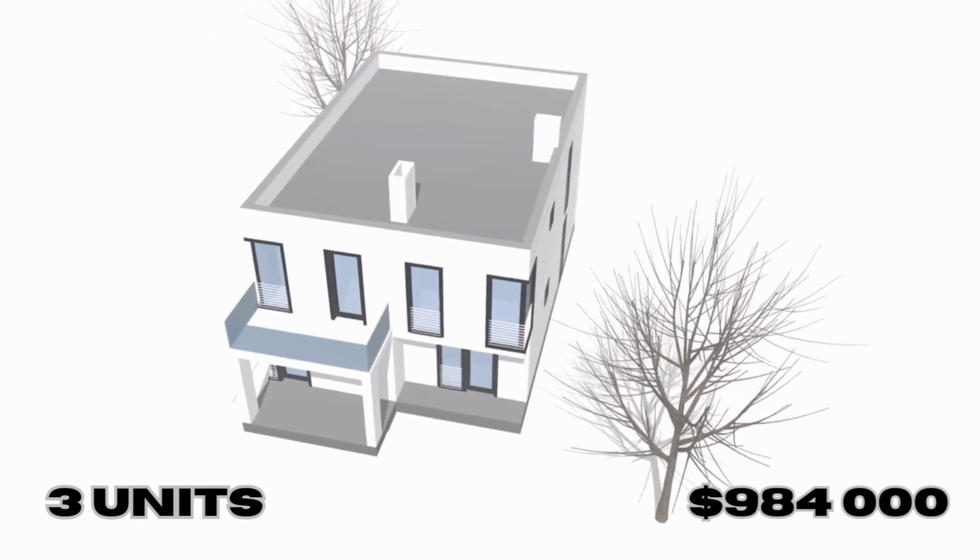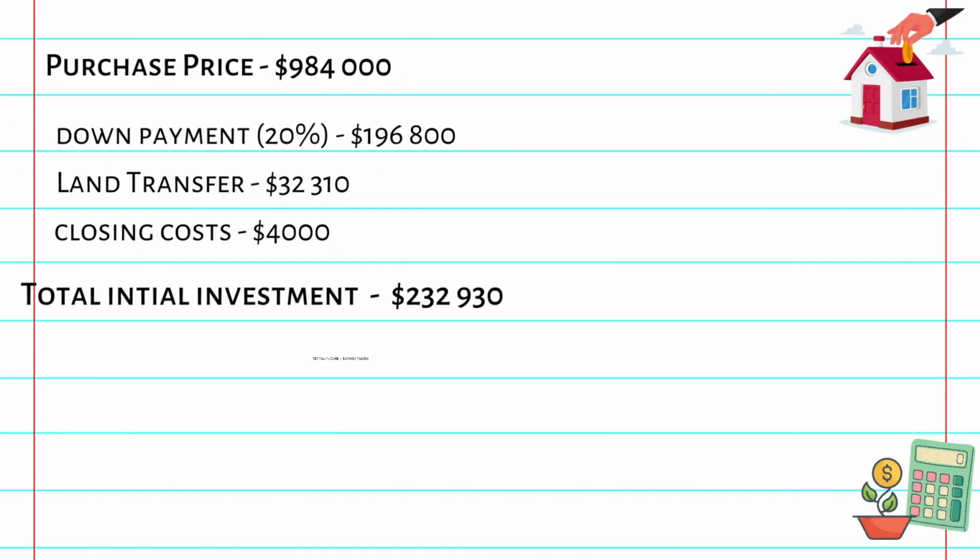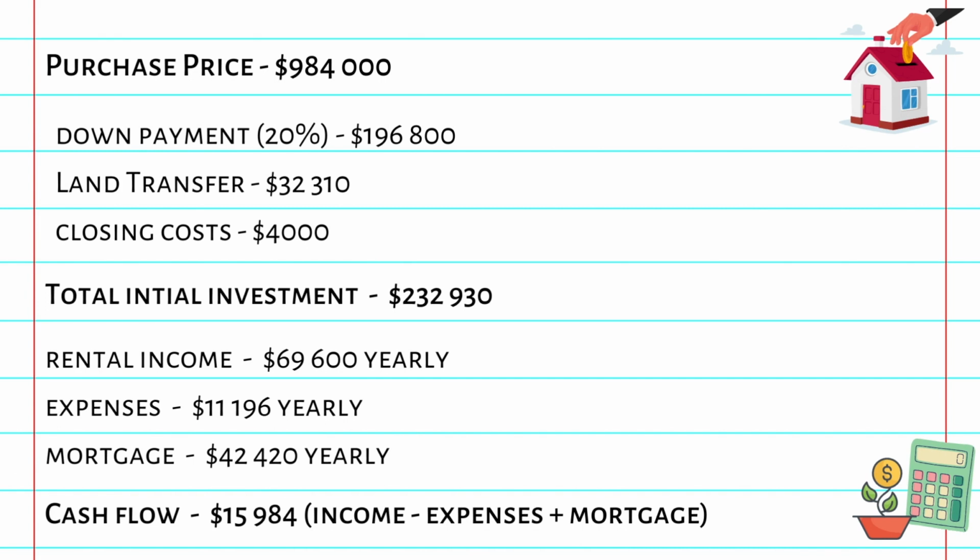$984,000. So we needed 20% as a down payment, or $196,800. In Toronto, you have also something called the land transfer tax, which equals $32,310. And lastly, $4,000 for closing costs. There was no renovation needed on this property, so there's nothing to add there. So the total investment was $232,930.